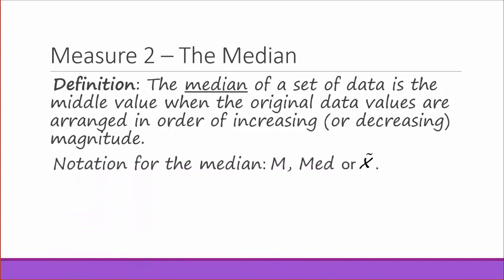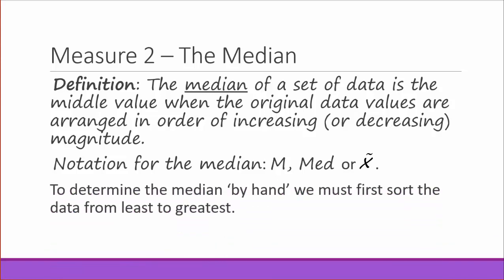The notation for the median is, we can use the capital letter M for median, MED, you'll see that on your calculator, and the traditional version is what we saw here, X tilde, all right? So X with a little squiggly line, so we use X bar, X with a line over it for the sample mean, X tilde with a squiggly line over it for the median. So to determine the median by hand, we first have to sort the data from least to greatest.